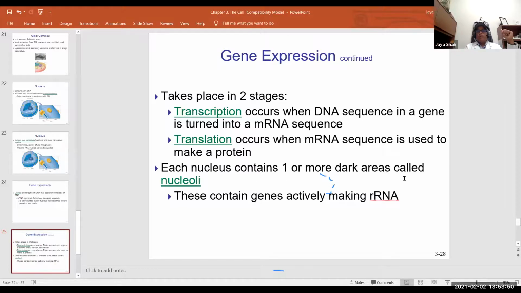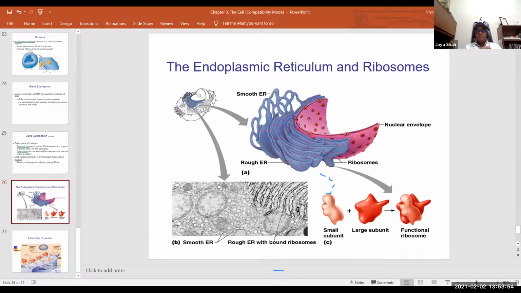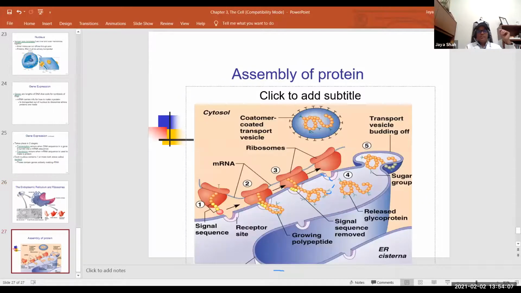Each nucleus contains one or more dark areas called nucleoli. We talked about this one. So you see here, you have a nucleus here, then the messenger RNA is put here in between these two subunits. So here, this is the endoplasmic reticulum. Here are ribosomes. And then messenger RNA is coming here in between two subunits, and signal sequence is started here when it binds to the receptor. Then you see amino acid is transported, chains are made. Once the optimum length is made, then signal sequence is removed and then the released glycoprotein or protein forms the vesicle inside the rough endoplasmic reticulum, then is transported to the Golgi complex where it is processed and packaged and then sent wherever it needs to go.